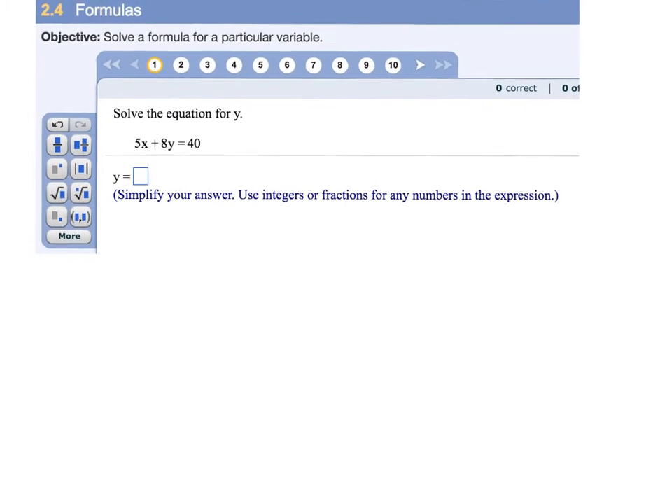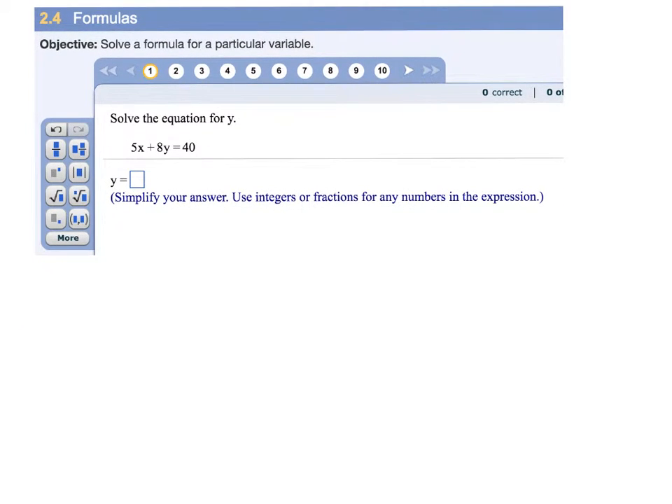All right, so we're being asked to solve for y. And so what does that mean? So you've got 5x plus 8y equals 40. And we're going to use our algebraic rules, adding and subtracting both sides and multiplying and dividing both sides. And the idea is we want to get y all by itself.